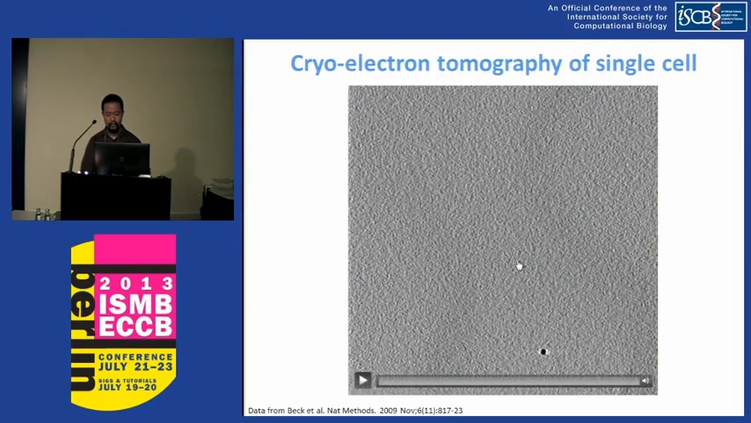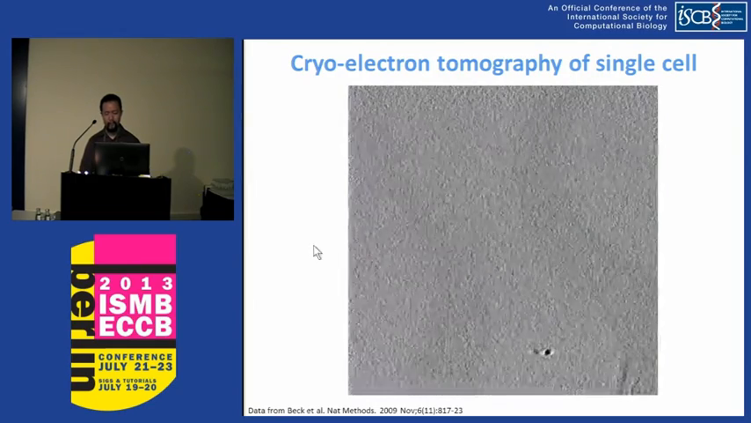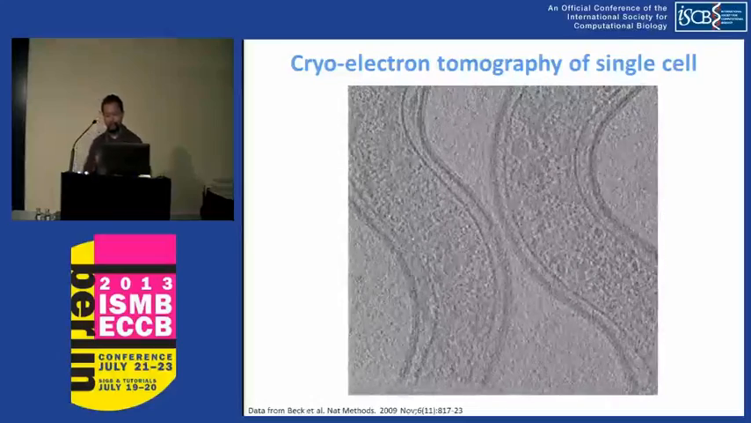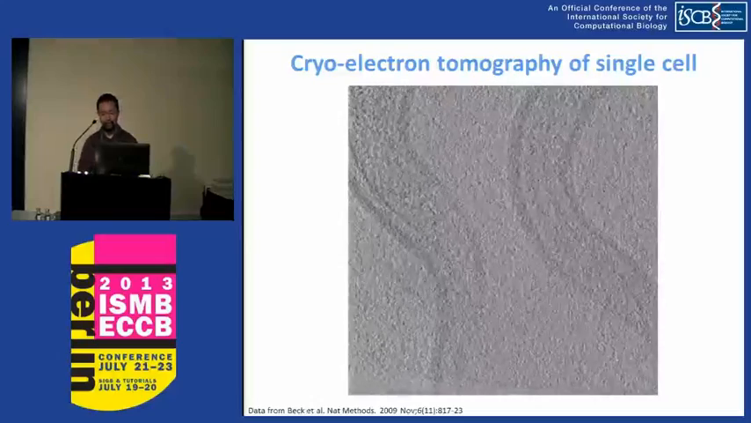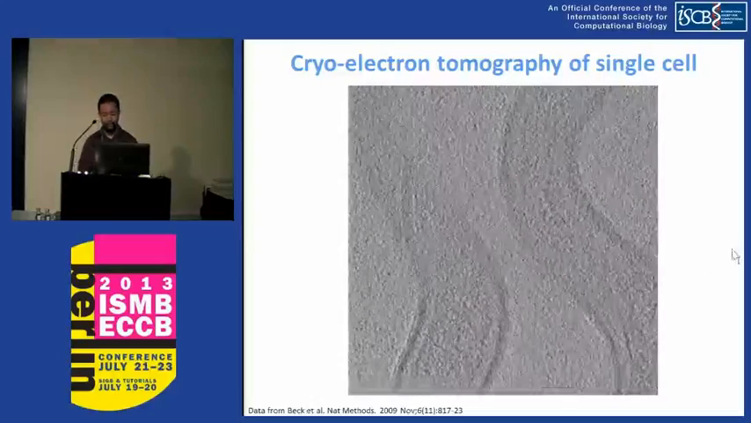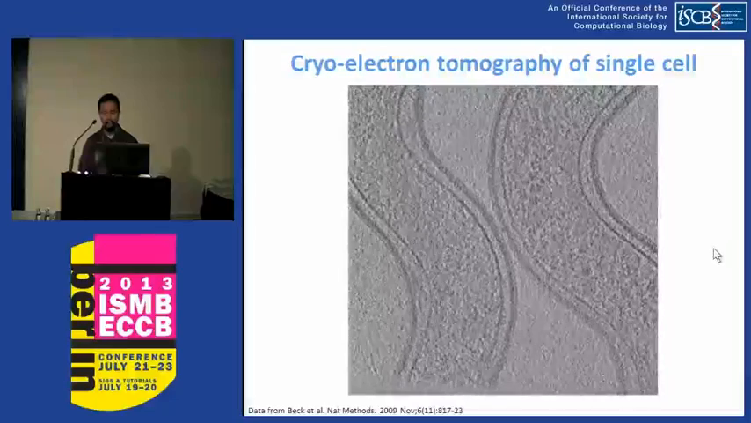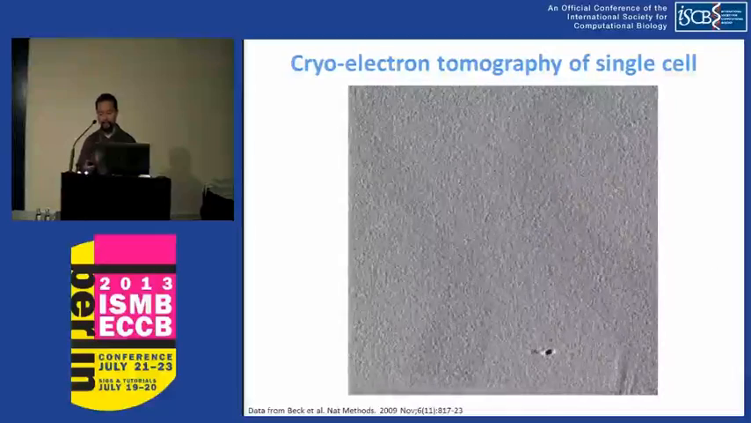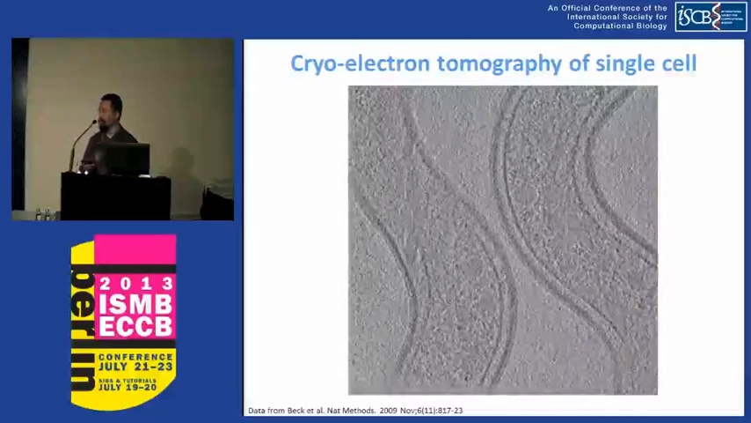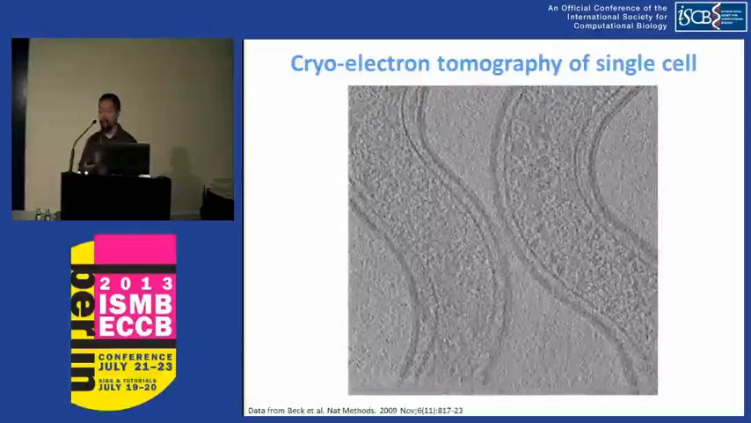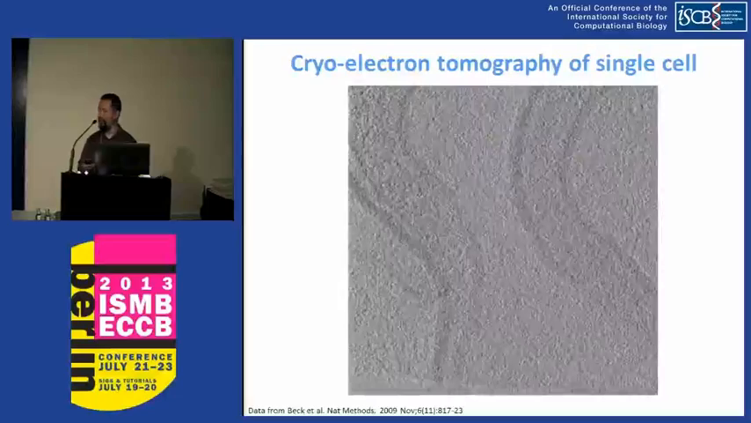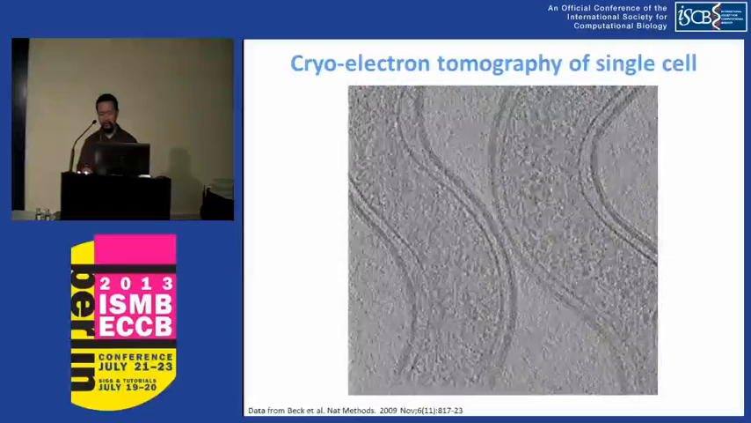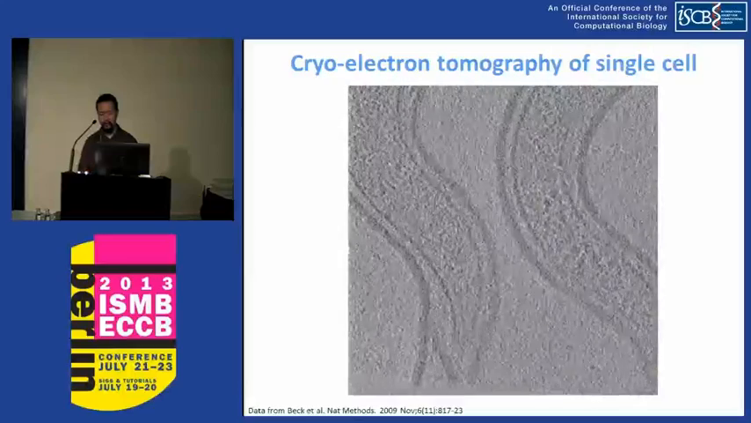So here I'm going to show you a movie, which is basically slices across a 3D tomogram of a section of a single cell. And basically, such a 3D tomogram is obtained by capturing the 2D projection images of the sample at different rotation angles and reconstructed using back projection reconstruction algorithms.